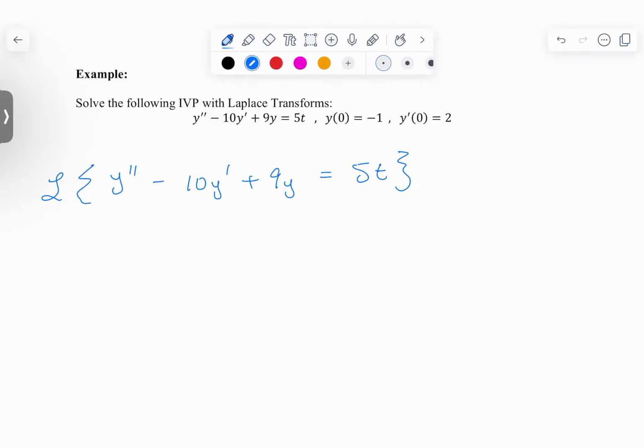All right, using linearity, because this is basically the strength of Laplace transforms.